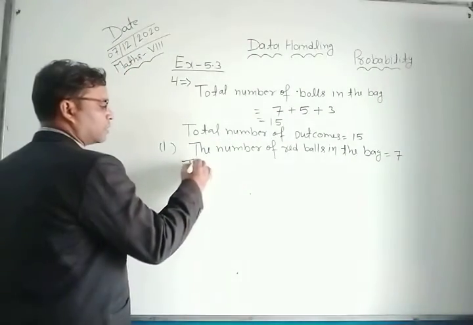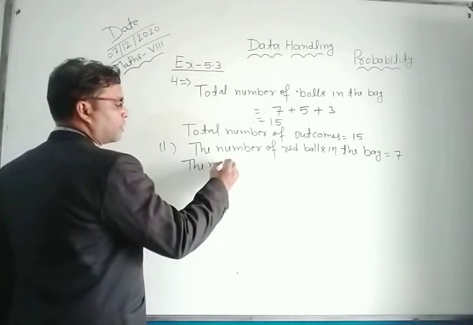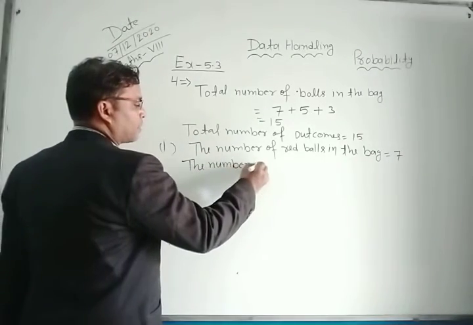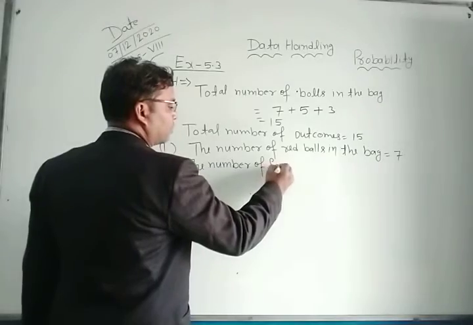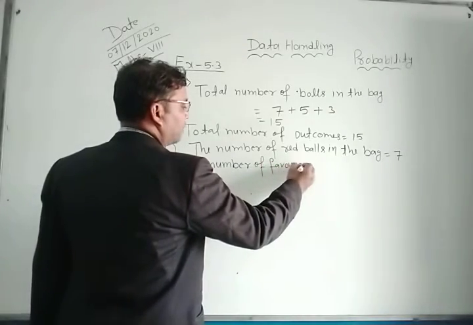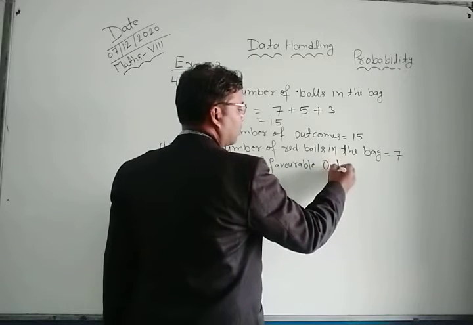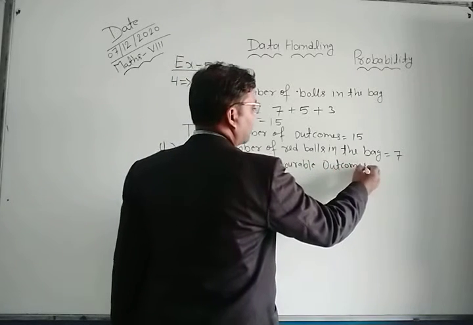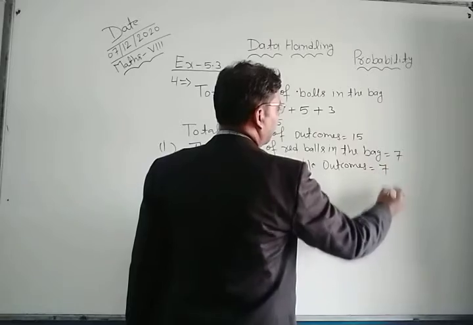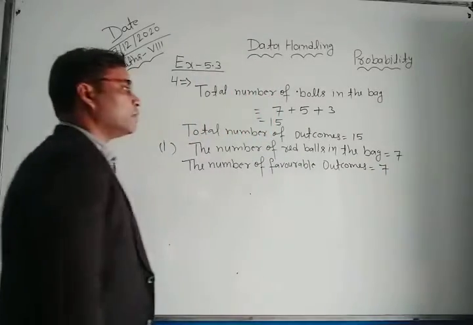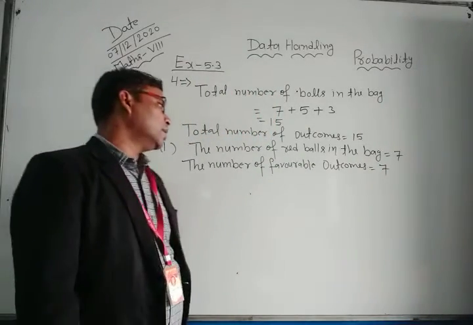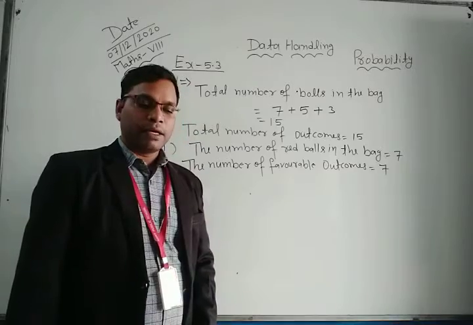The number of favorable outcomes is equal to 7. Total number of outcomes is 15 and the number of favorable outcomes is equal to 7.